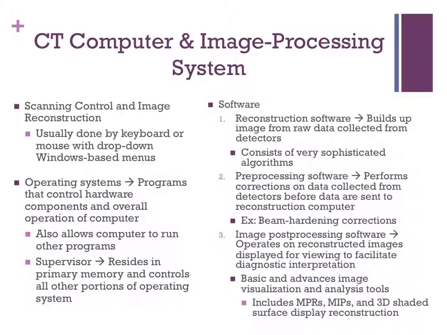The software systems of CT scanners have been evolving rapidly as more and more clinical applications are made possible by multi-slice scanners. CT software can be placed in one of three categories. There's reconstruction software, which builds up the image from raw data collected from the detectors. And reconstruction software consists of very sophisticated algorithms. There's pre-processing software, which performs corrections on the data collected from the detectors before the data are sent to the reconstruction computer. An example is beam hardening corrections.